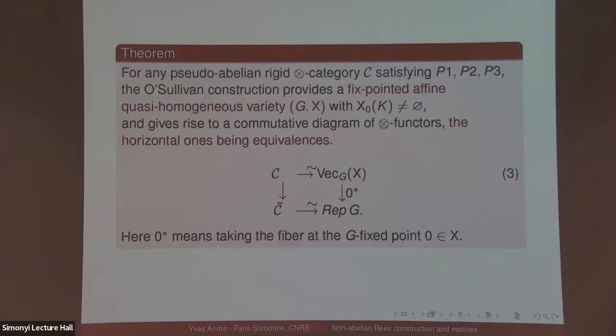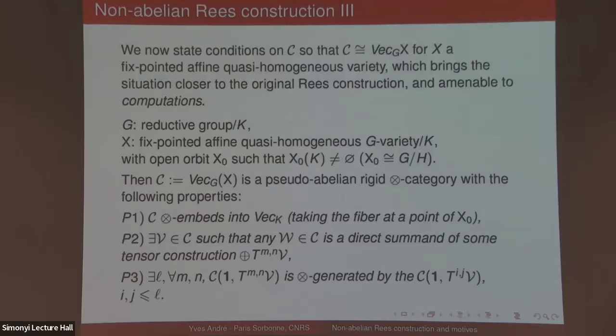What is the property which forces the existence of a rational point? This is property P1. P1 is that there is a fiber functor, that it embeds into vector spaces, not in vector spaces over K' for some extension, really in vector spaces over K.